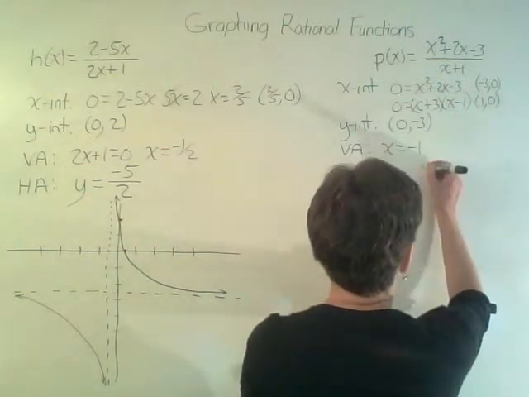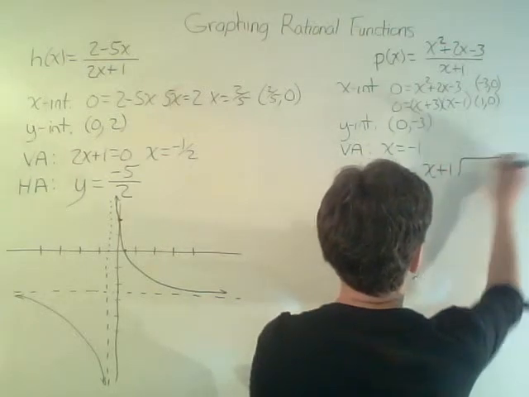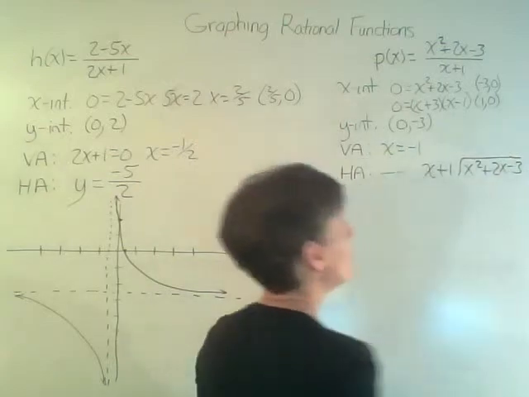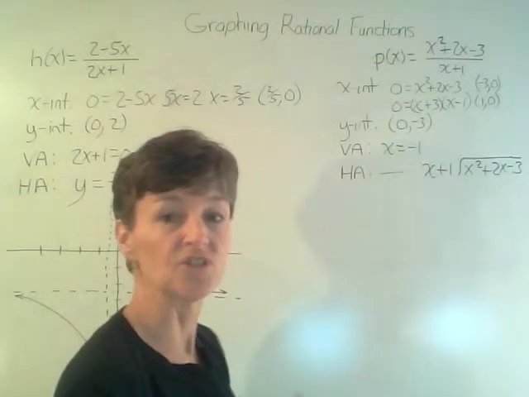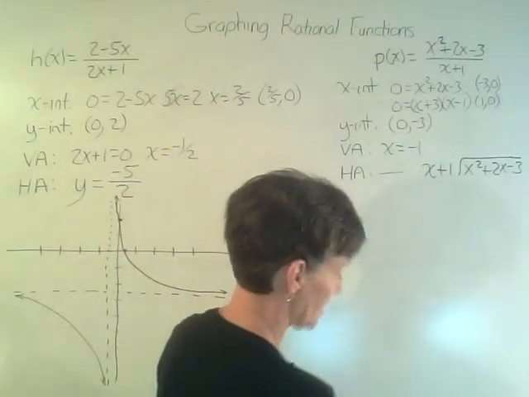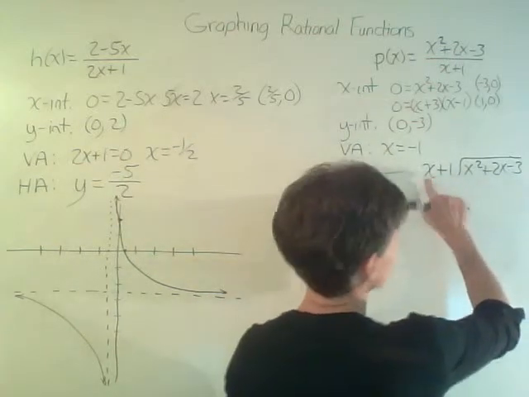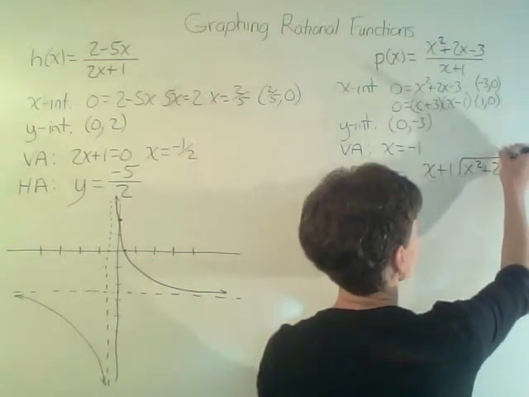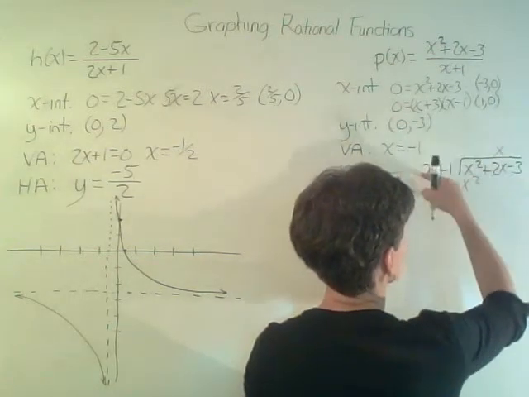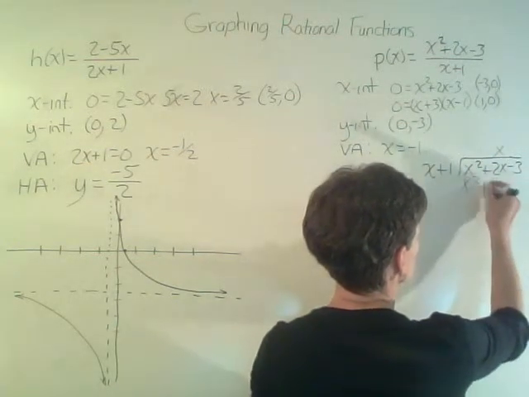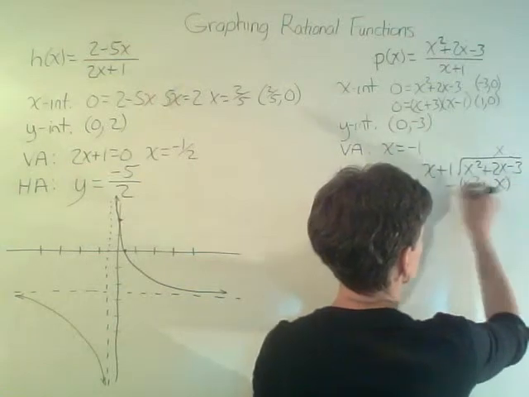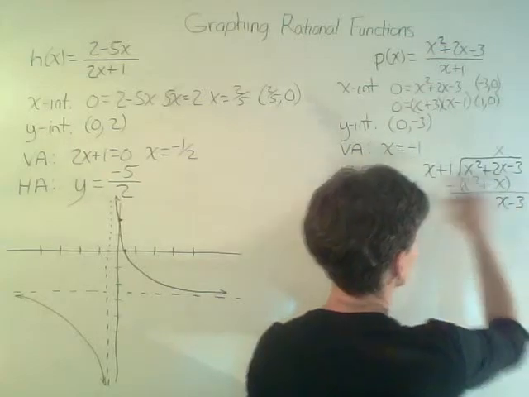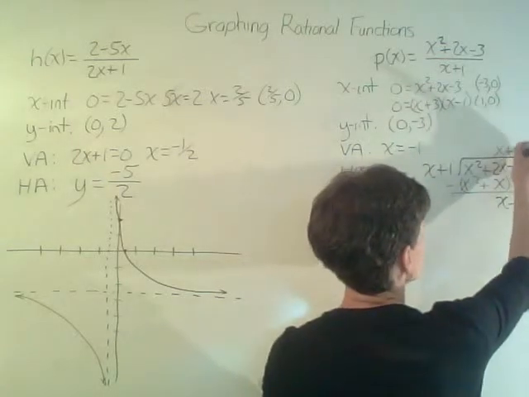All right? Now, I can do long division. That's perfectly fine. Or I can do synthetic division to get that slant asymptote. Since I've got this set up, I'll go ahead and do long division. X goes into x squared, x times. So I have x squared when I multiply, and then plus x. And when I subtract, then x minus 1 is x minus 3. X goes into x one time.